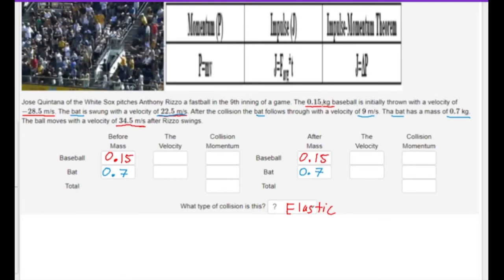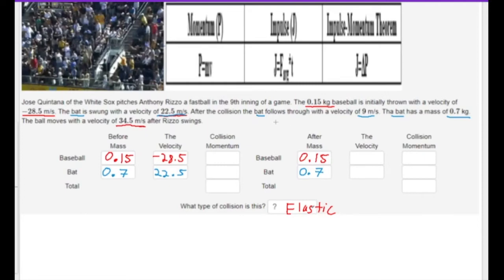Next, let's see what we're given. It tells us that the baseball is initially thrown with a velocity of negative 28.5. So the initial velocity for the baseball is negative 28.5. The bat is swung with a velocity of 22.5 meters per second. So that's the initial velocity of the bat. Notice that the ball is negative and the bat's positive, meaning that they're going towards each other. Because they're moving in opposite directions, that means that they will eventually collide.